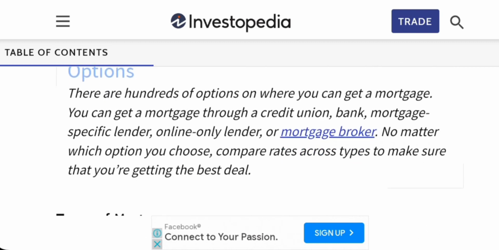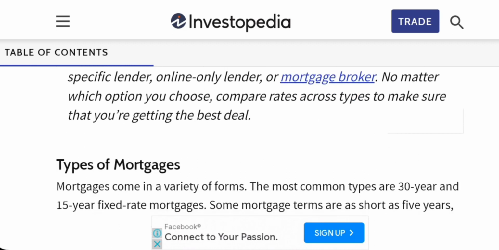Options. There are hundreds of options on where you can get a mortgage. You can get a mortgage through a credit union, bank, mortgage-specific lender, online-only lender, or mortgage broker. No matter which option you choose, compare across them to make sure that you are getting the best deal.